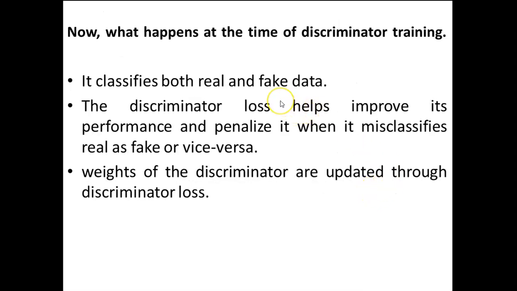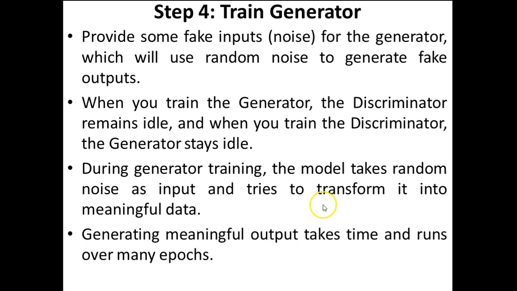Now what happens at the time of discriminator training? It classifies both real and fake data. The discriminator loss helps improve its performance and penalizes it when it misclassifies real as fake or vice versa. Weights of the discriminator are updated through the discriminator loss.